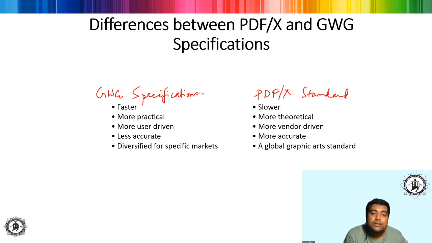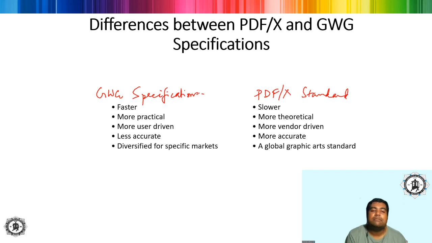GWG specification is more practical oriented because it is for a specific industry, for a specific workflow. But the PDFX standard, again because of the same reason, is more theoretical. It has a theoretical approach: what is allowed and what is not allowed. GWG is more user driven, again for a specific user, that means for a specific industry. And PDFX is vendor driven, that is, what is allowed in that PDF file format and what is not.